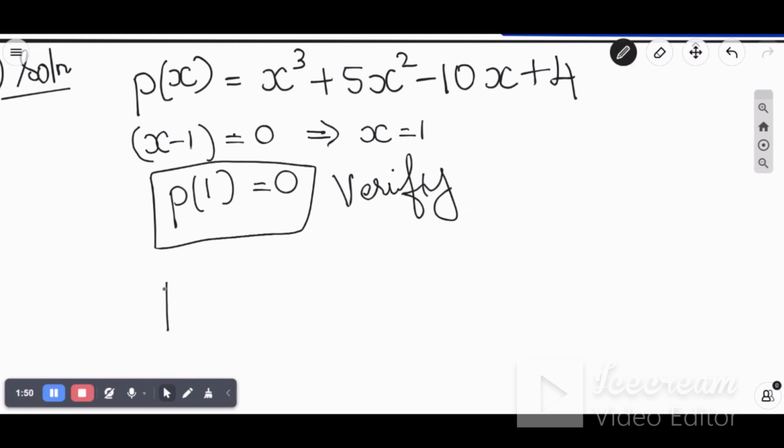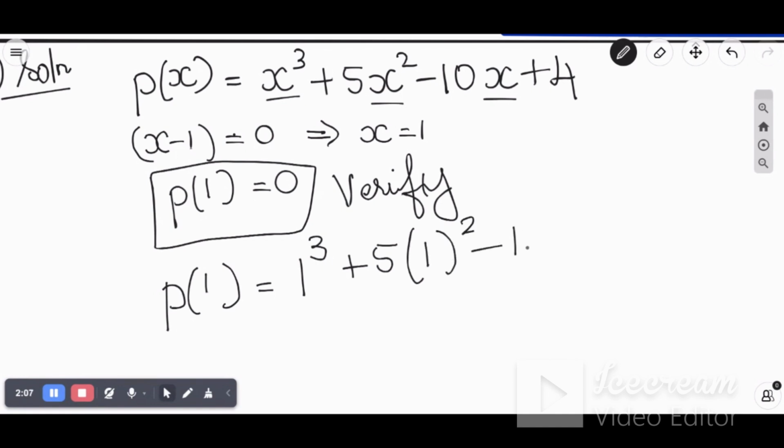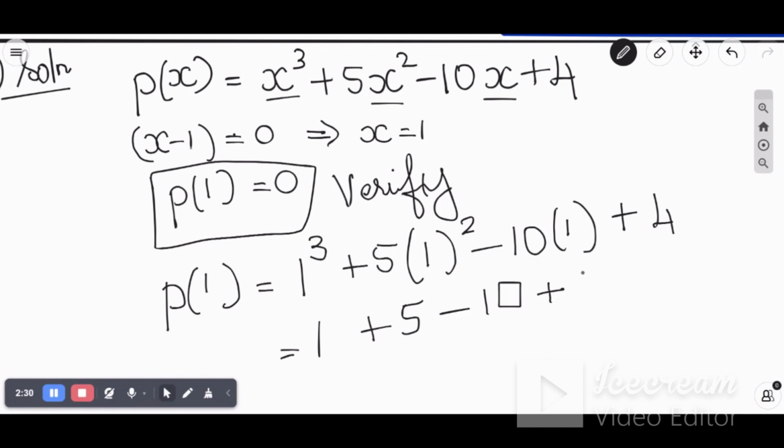P of 1 means you have to put 1 in all the places of x. So let us start. That will be 1 cube plus 5 times 1 square minus 10 times 1 plus 4. Now 1 cube is nothing but 1. And 5 times 1 square, whatever happens with 1, we know it is 1 only, so we can directly write it as 5 because this is positive. Minus 10 into 1 is minus 10, plus 4.